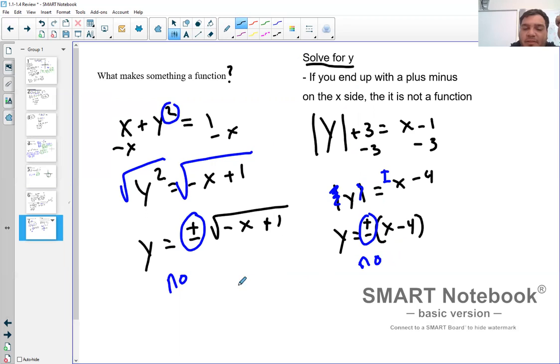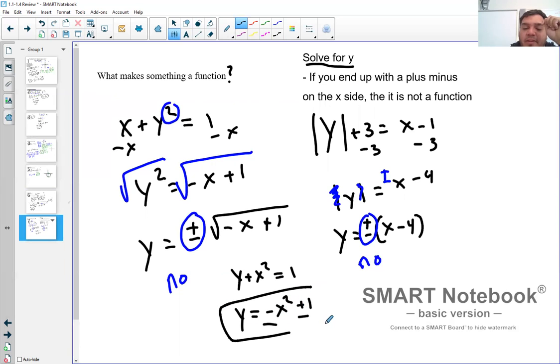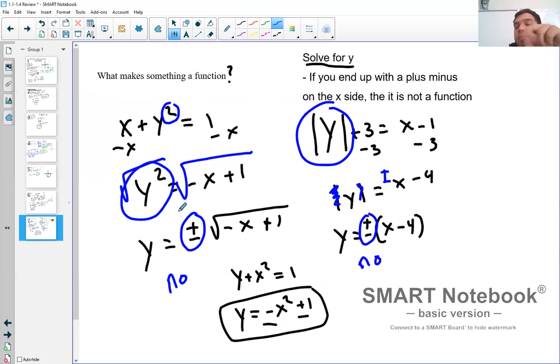I should give you an example of one that is a function. Very quickly, let's do y plus x squared equals 1. In this one, I'm going to subtract x squared on both sides. I solved for y, so y is by itself, and it didn't cause a plus minus to occur. There's a negative here and a positive here, but that's not a plus minus in the way. So typically you could actually tell if your y is an absolute value or your y is in an even power. The second power, the fourth power, the sixth power, those things will instantly tell you that is not a function.